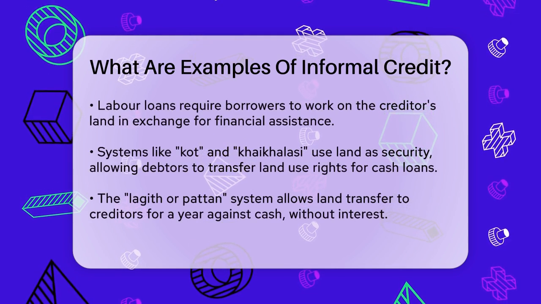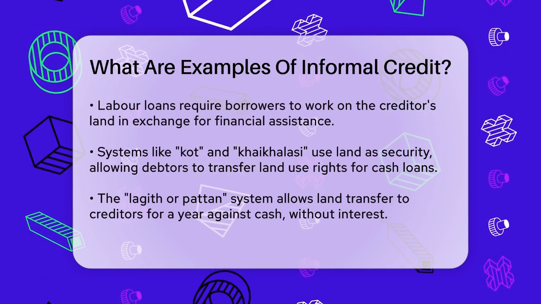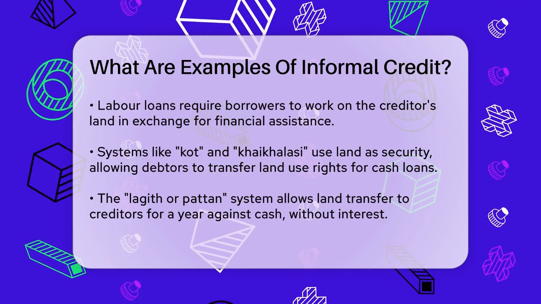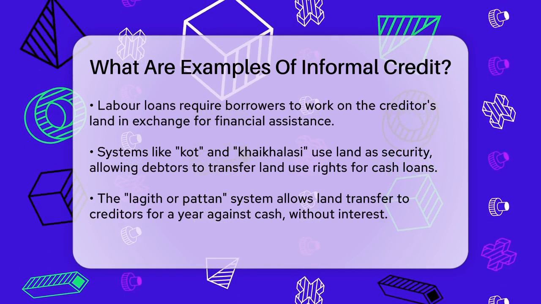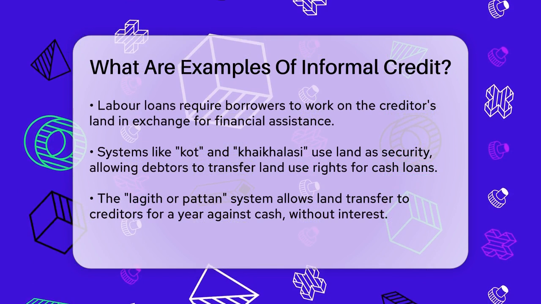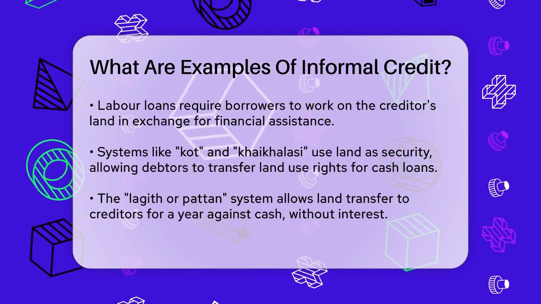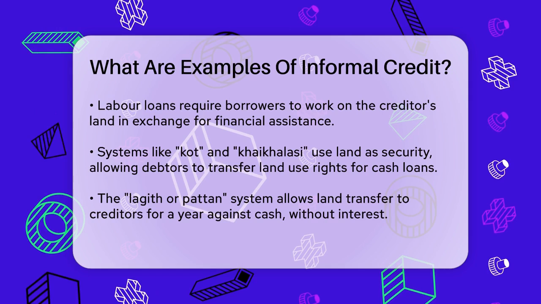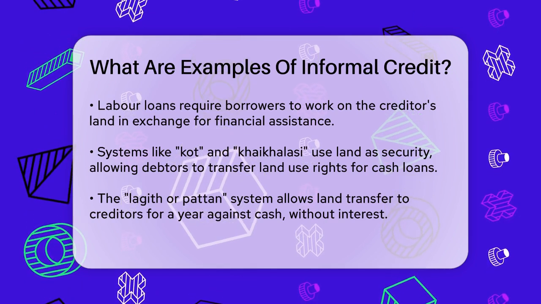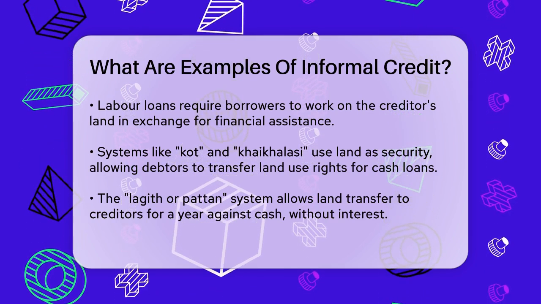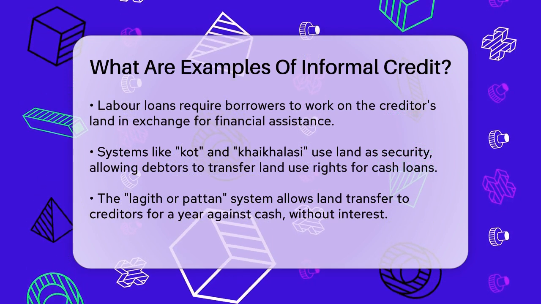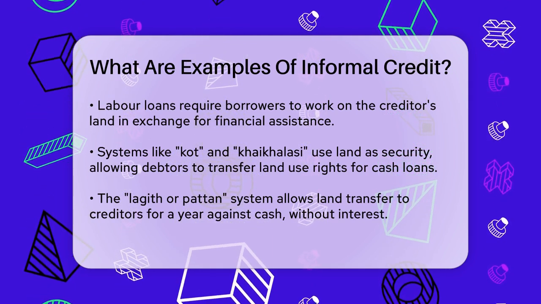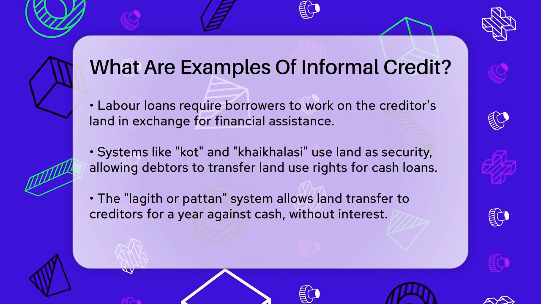The daden system involves lending cash to farmers for crop production or manufacturing, and the repayment is made in the form of produce at a predetermined price, usually lower than the market rate. Paddy loans are another form where repayment is made in kind. For instance, a borrower might repay the loan with a predetermined amount of paddy. Labor loans are also common, where the borrower commits to working on the creditor's land in exchange for the loan.